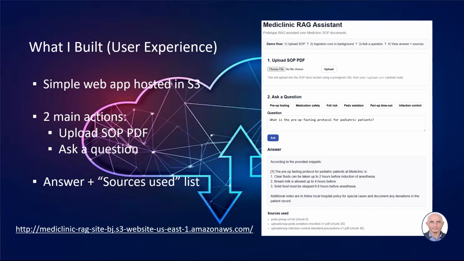From the user's perspective, the app is deliberately simple. At the top, there's a banner that explains the demo flow: upload SOP, ingestion runs, ask a question, view answer and sources. The first card lets you upload a SOP PDF. The second card lets you ask a question in normal language. When an answer comes back, the UI shows it in the answer panel, and then it shows the sources used section. That's a bullet list of the specific SOP files and chunks that were consulted. This is what makes it a RAG assistant, not just a generic chatbot.